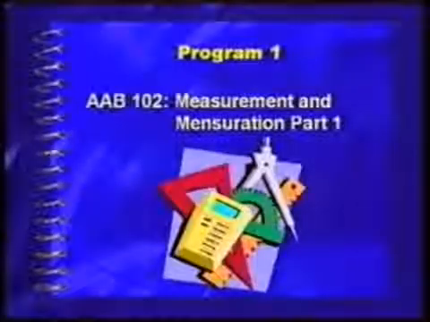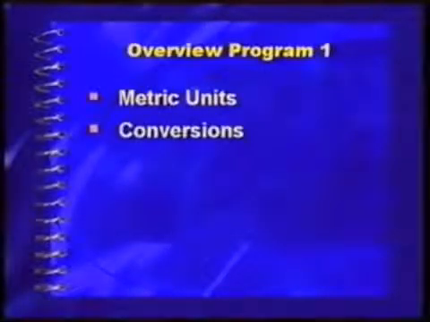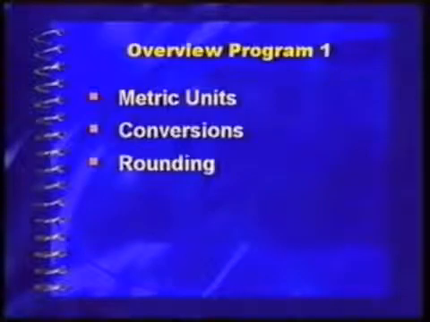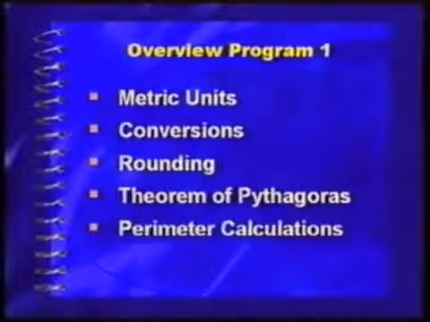Let's make a start with program 1. Program 1 deals with measurement and mensuration. Mensuration is the use of formula in measurement. The content of program 1 is as follows. We've got metric units, can talk about that, conversions. Then we look at some rounding. The theorem of Pythagoras, very important in area calculations, you'll find later. And finally, perimeter calculations.